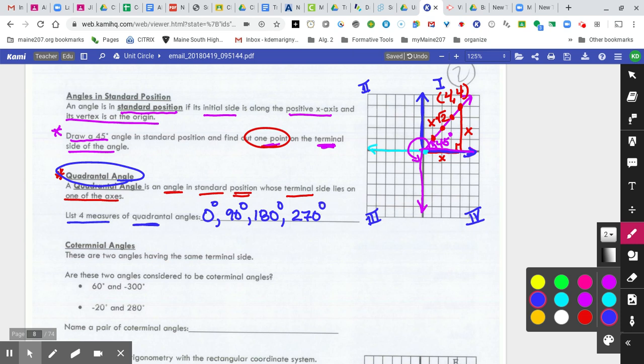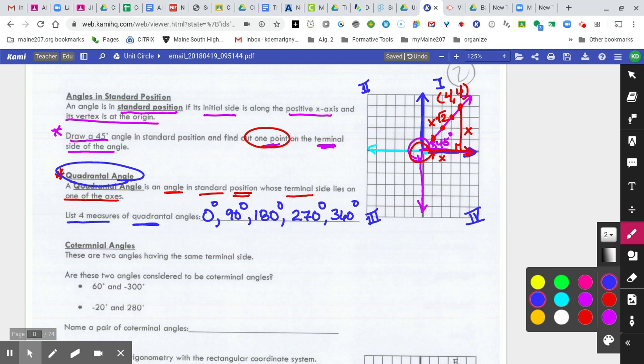And then if I go all the way around, so let's say I start here and I go all the way around and end up back on top of where I started, so the initial and the terminal are the same side, then I could have a 360-degree angle. Now, I'm not limited to stop there. I could go around again.